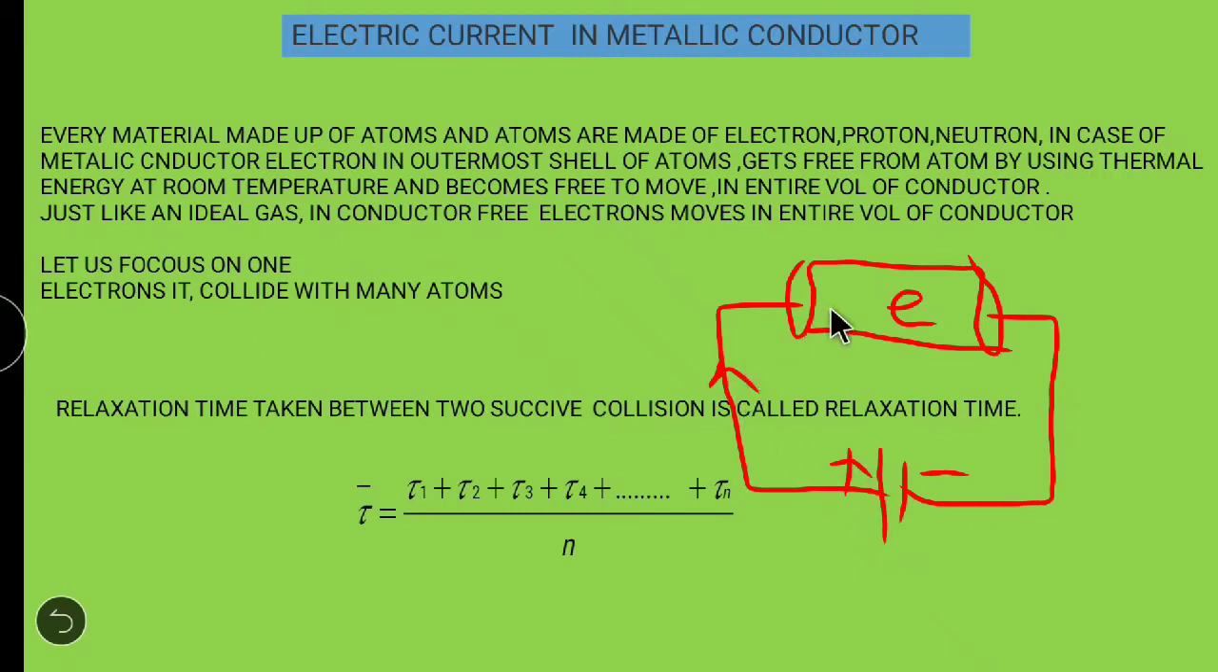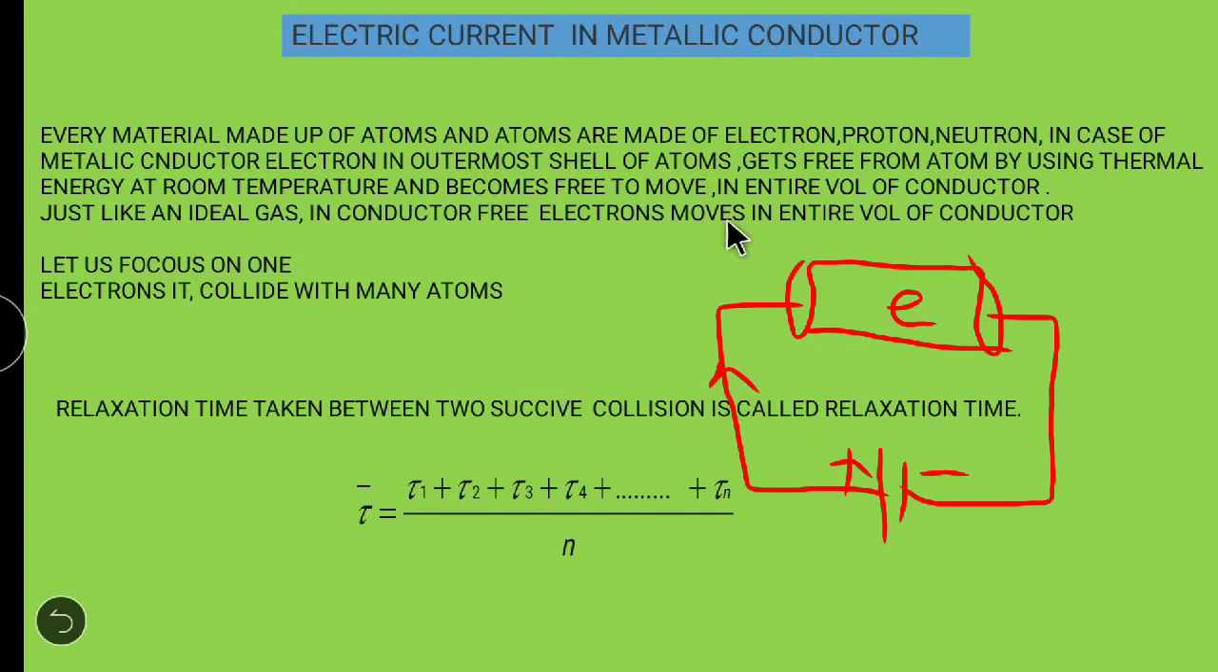So here students, I have mentioned every material is made up of atoms, and atoms are made up of electrons, protons, neutrons. In case of a metallic conductor, electrons in the outermost shell of the atom get free from the atom by using thermal energy at room temperature and become free to move in the entire volume of the conductor, just like an ideal gas in the container. So in a conductor, free electrons move in the entire volume of the conductor.